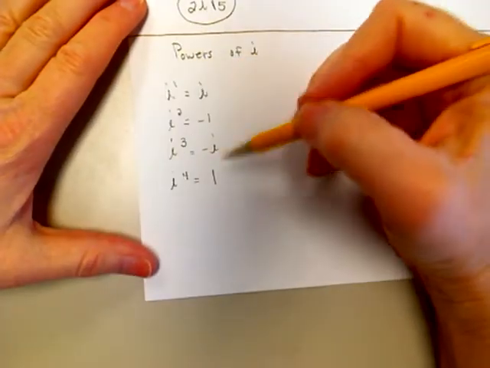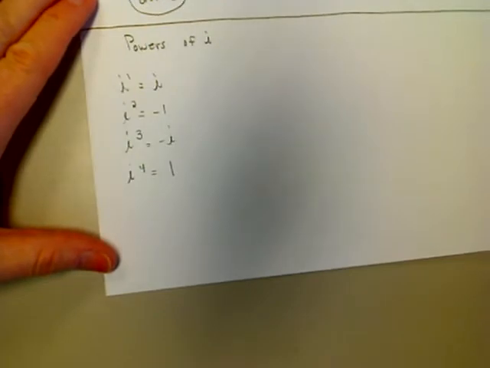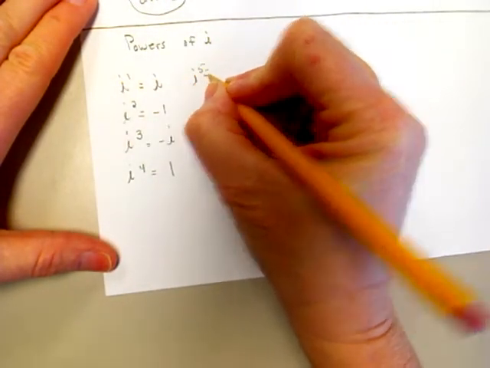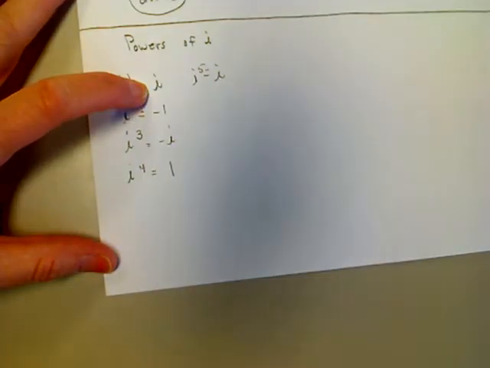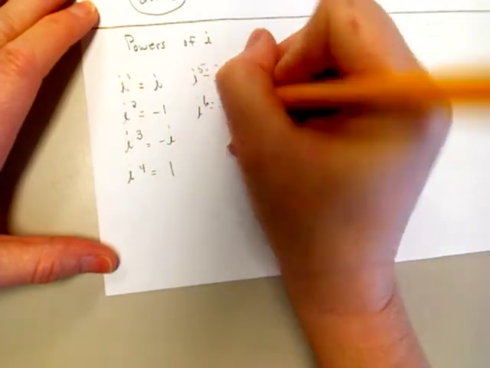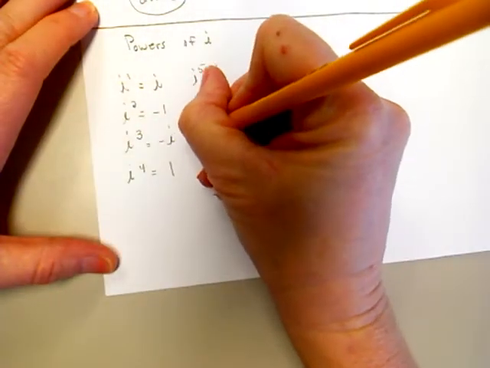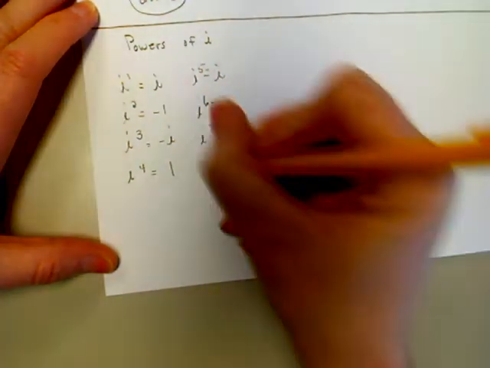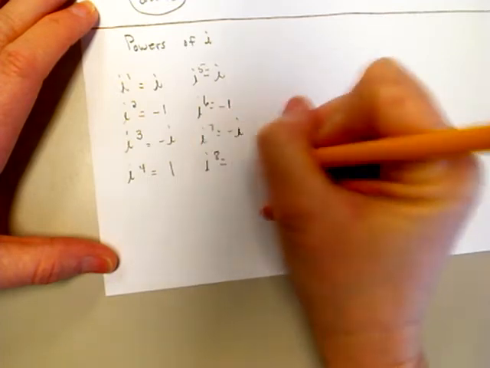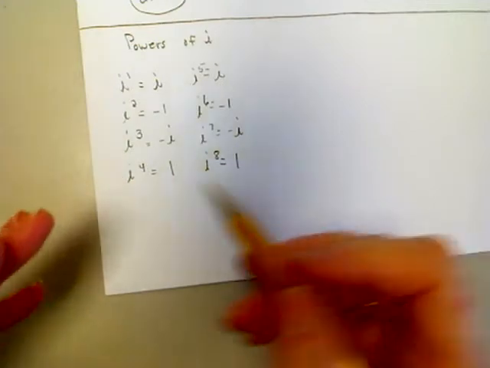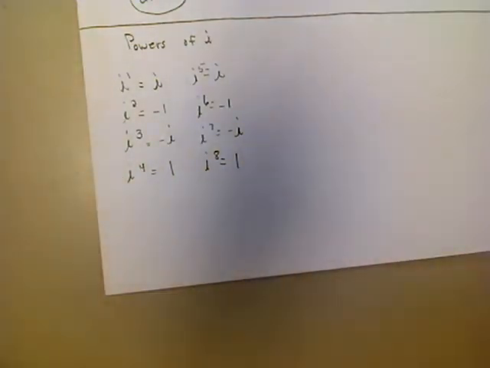Now, what I meant by this repeats, it's a repeating pattern, is if I come over here and I do i to the 5th, well, i to the 5th is i. i to the 6th is -1. i to the 7th is -i. And i to the 8th is 1. You see, it's the same. And I can keep doing this for every 4.